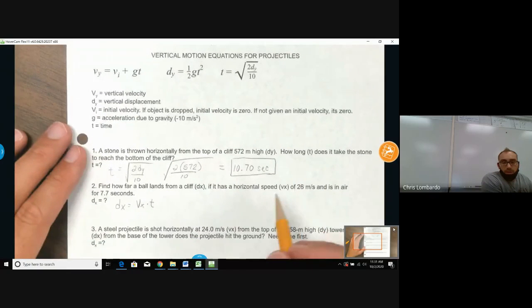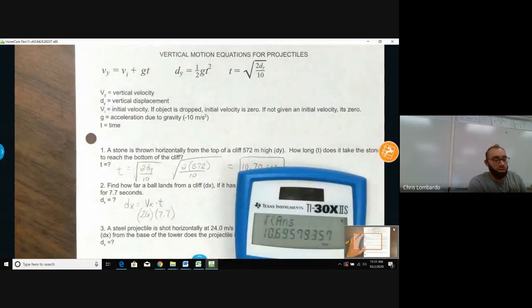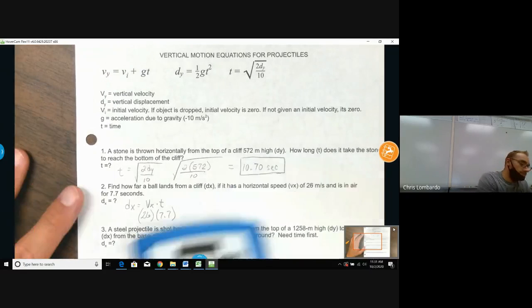And so plug in our values. All right, since we have them, this is super, super easy. It's kind of just a plug and chug. Okay, Vx is 26, and T was 7.7. So this one's just simple multiplication. 200.2.